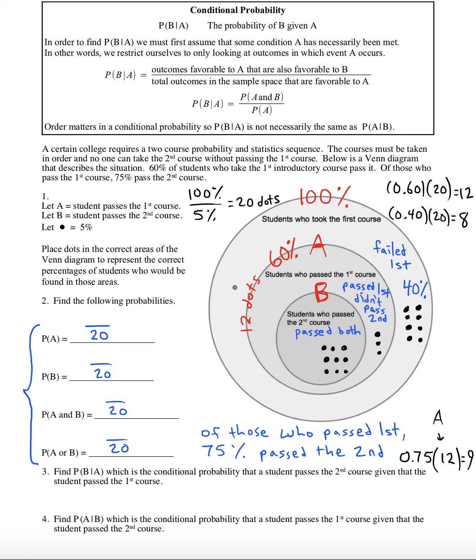All we're looking for is outcomes which are favorable to A, meaning they are successes for passing the first course. That would be anybody inside the A bubble. It could be these people and these people. They're all inside the A bubble. So what numerator do we need here? 12. And that was actually one of the givens. They said that of the population, 60% will pass the first.